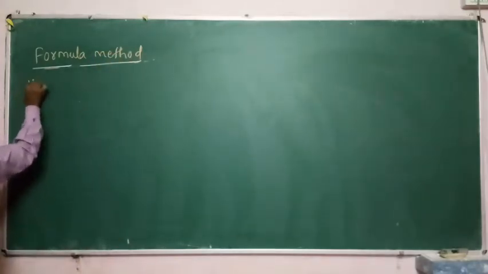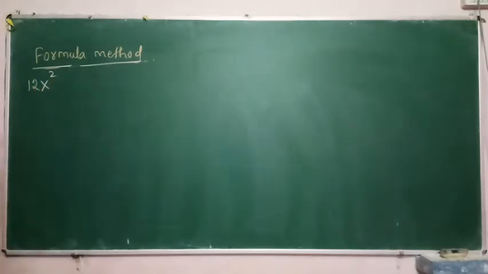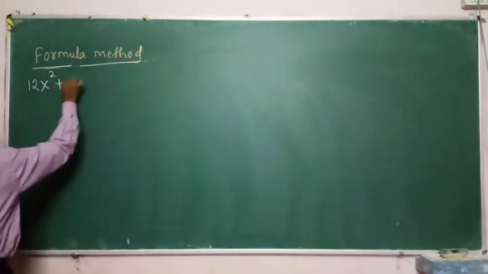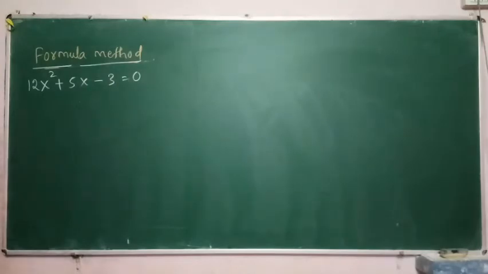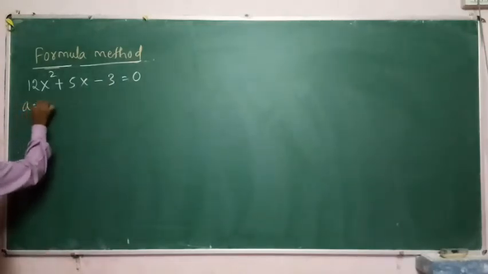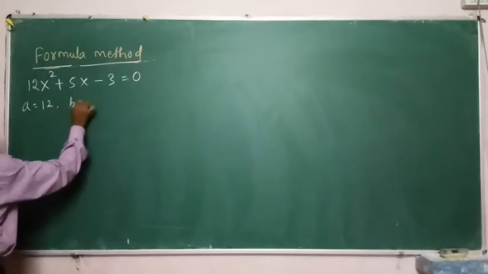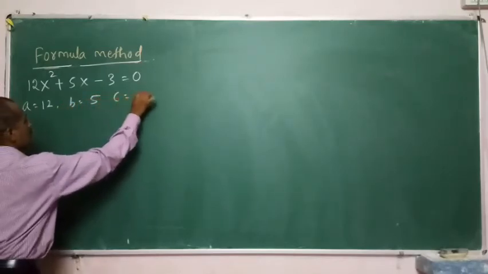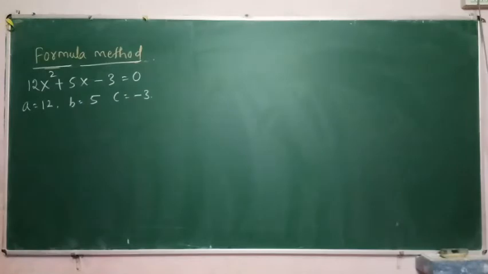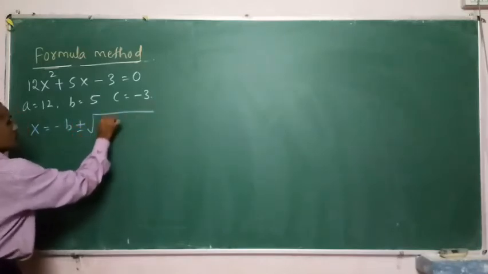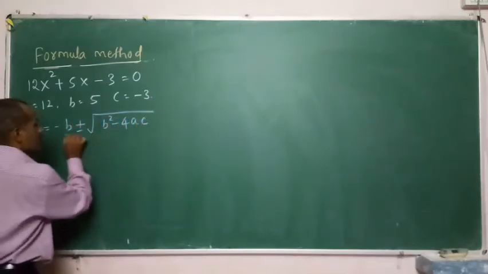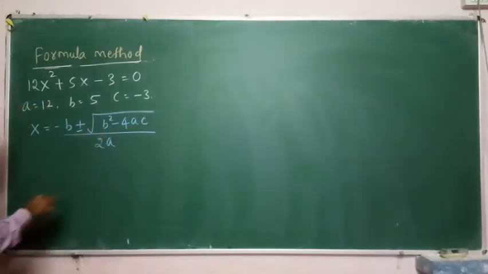I will take, say, 12x square plus 5x minus 3 is equal to 0. Let me start with the formula method. a is equal to 12, b is equal to 5, c is equal to minus 3. The formula is x is equal to minus b plus or minus under root b square minus 4ac, the whole divided by 2a.